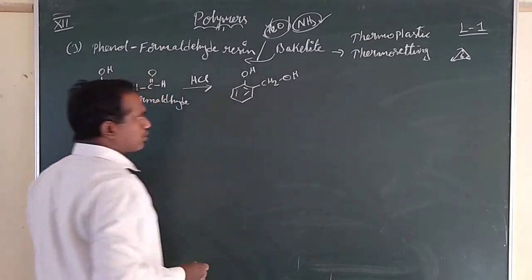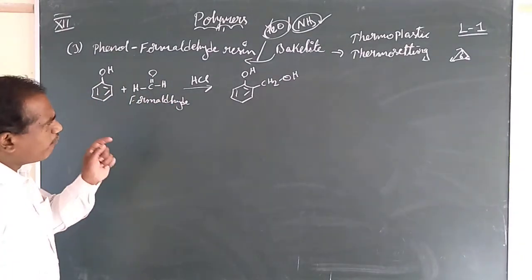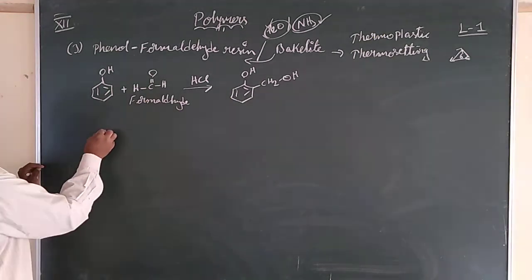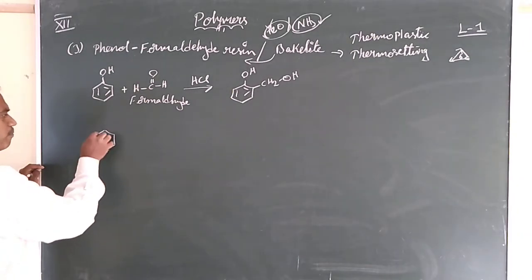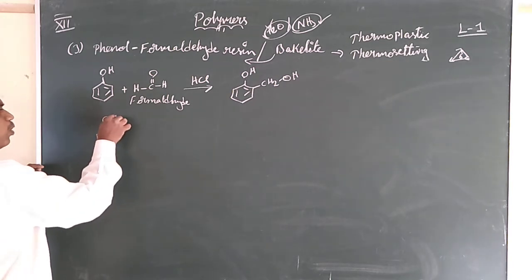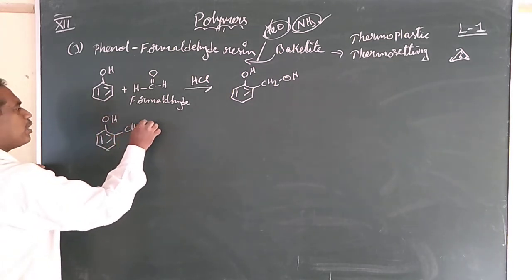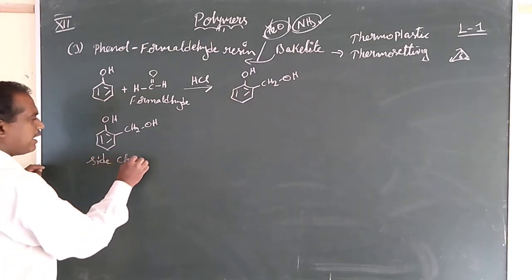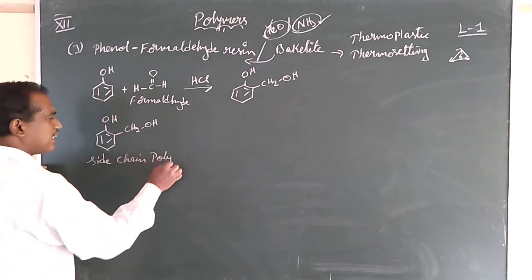CH2OH. What is the importance of this intermediate that is formed here? This intermediate that is formed in this reaction will undergo side chain polymerization. What is it undergoing? Side chain polymerization.